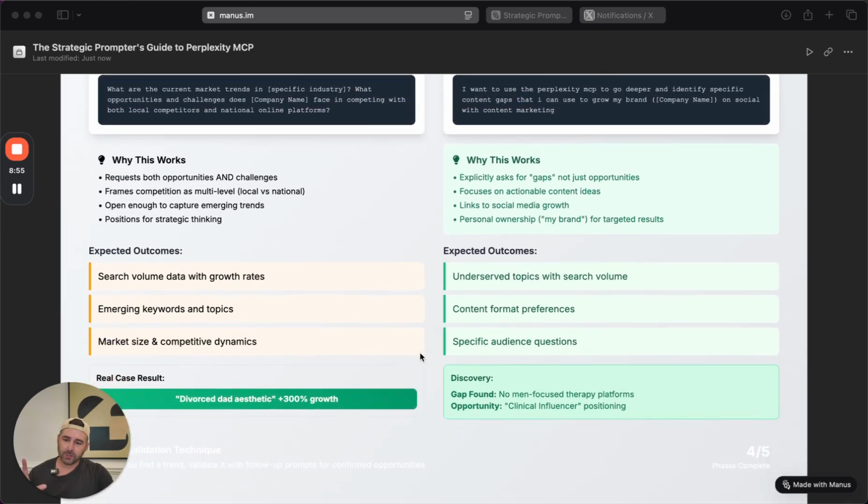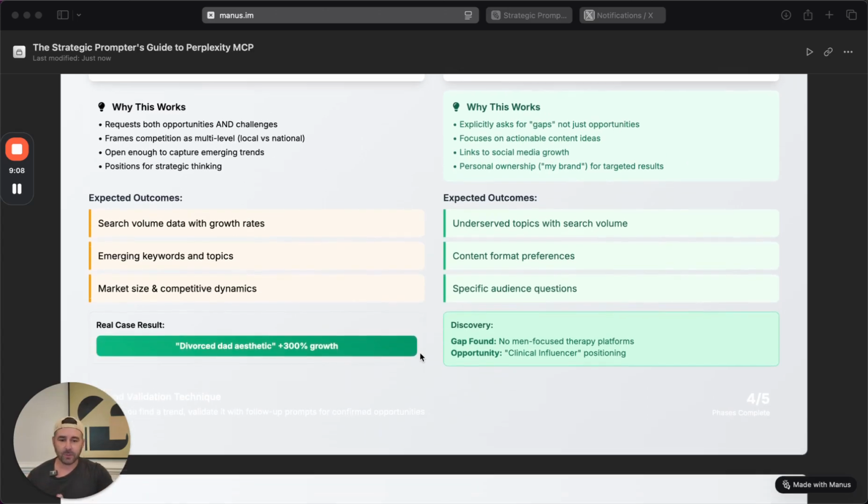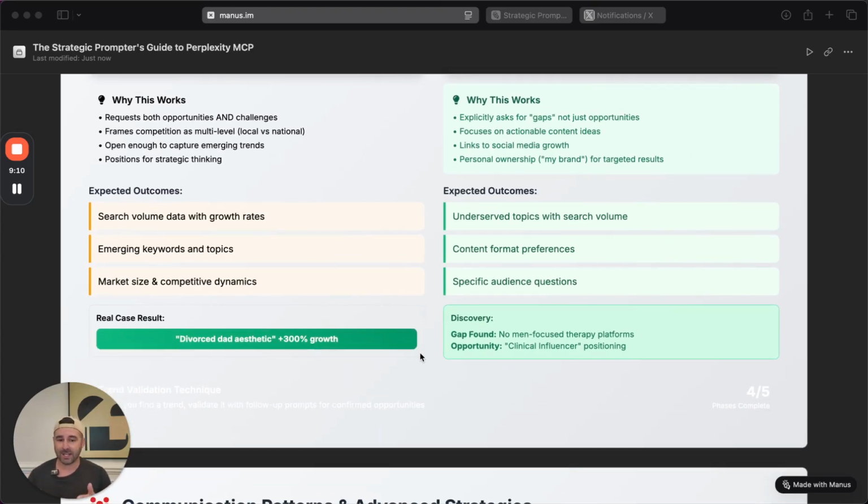On the first one, the market trends investigation, it requests both opportunities and challenges. It frames competition as multi-level. It's open enough to capture emerging trends, and then it positions for strategic thinking. On the second one with gaps, I'm explicitly asking for gaps, not just opportunities. I want to focus in on actionable content ideas. It's linked to social media growth. And then there's personal ownership in there for targeted results.